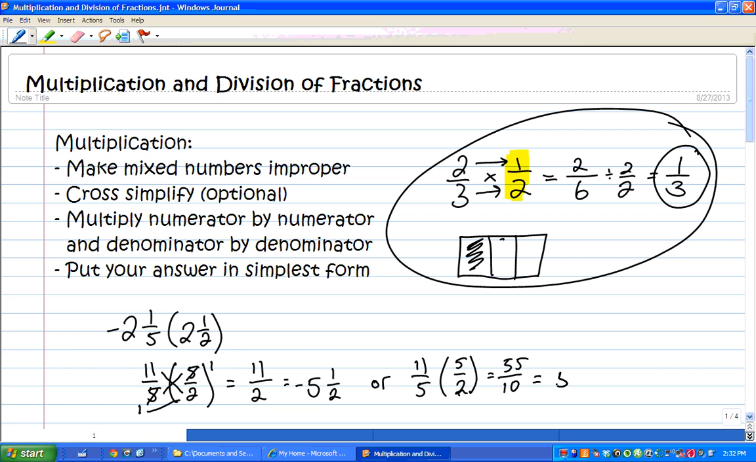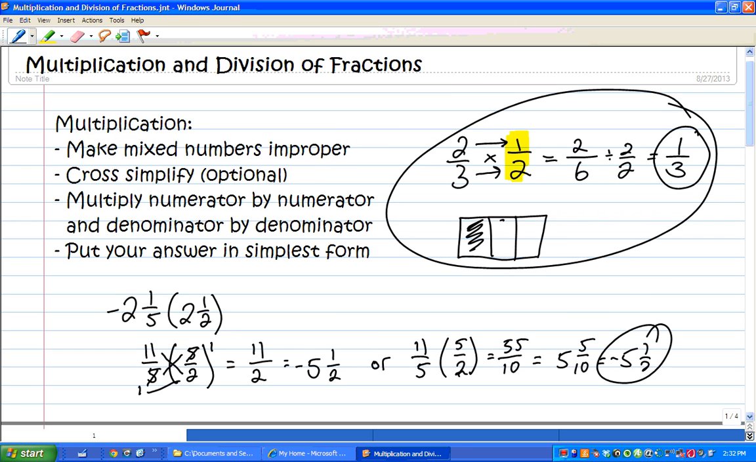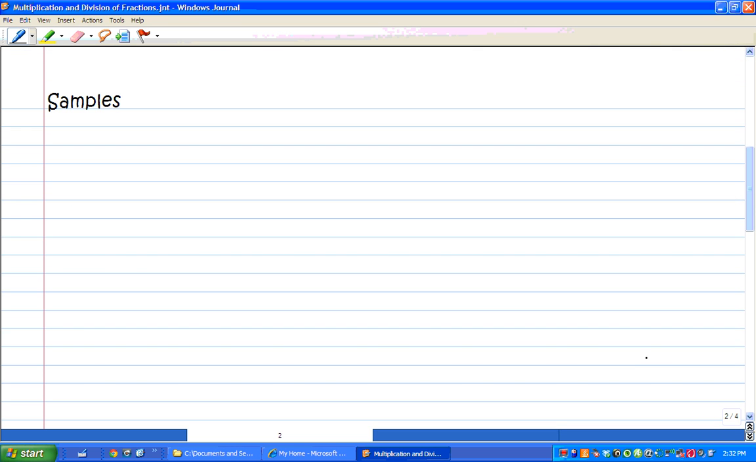This then becomes 5 5/10, which is 5 1/2, negative. Okay, that's the other way to do it. It's completely up to you. It's a preference. I like cross simplifying though. Once you get the hang of it, it really is easier. All right, I'm going to give you a couple of samples for you to try.